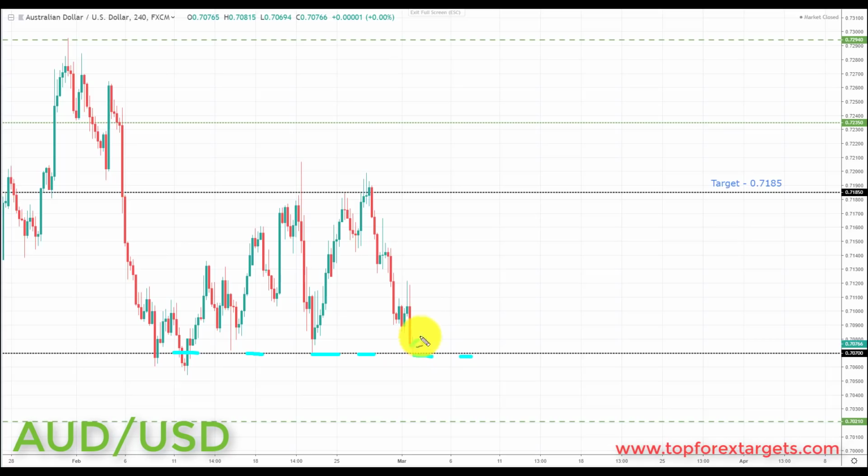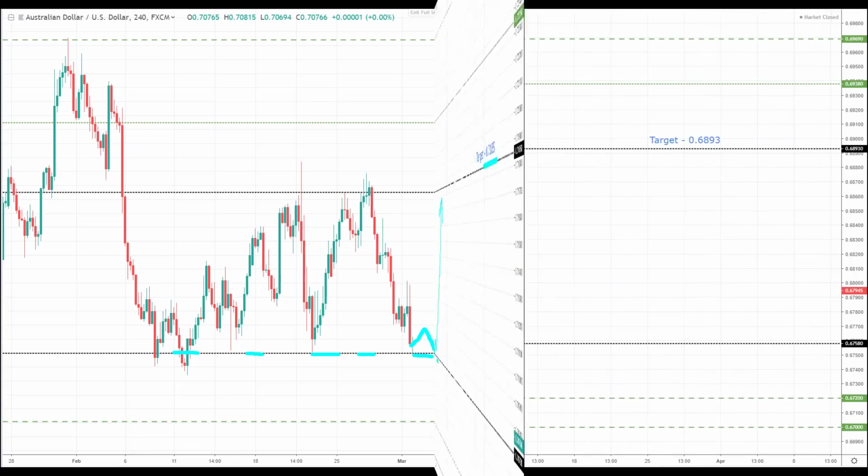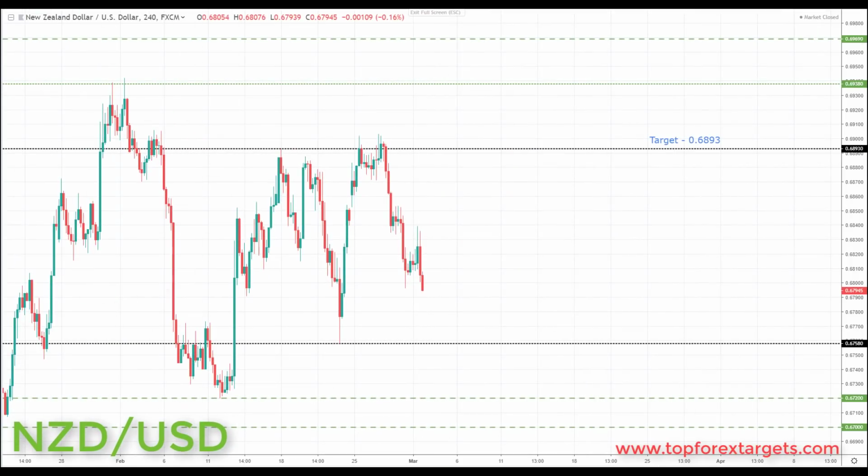And if we get the right kind of bullish formations and patterns in this area, we're going to be looking at initiating longs back up to the range top and the key area of resistance here at the 0.7185. So the next market we're going to look at is New Zealand dollar.